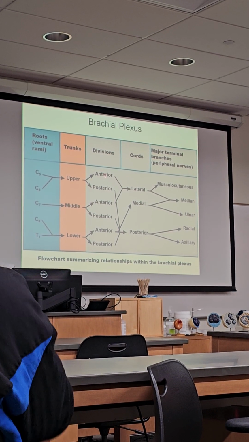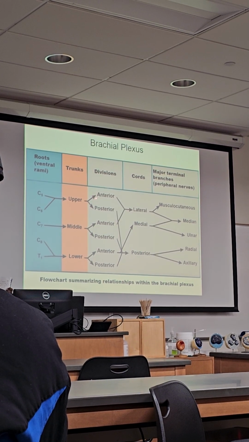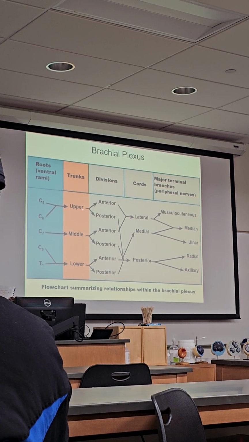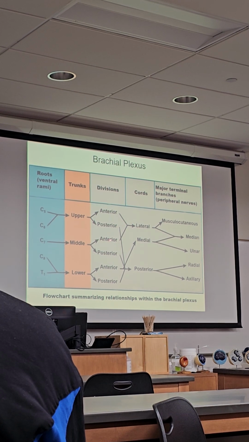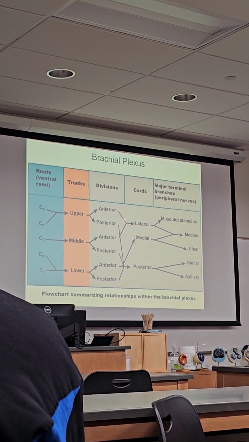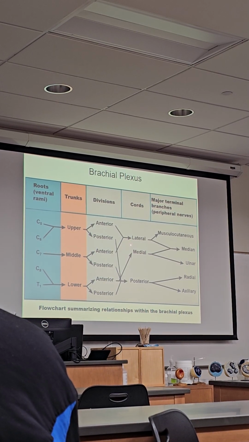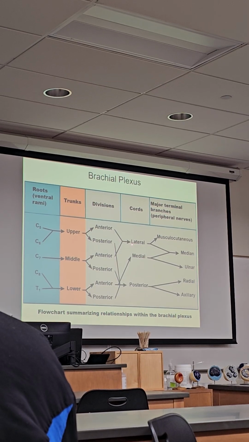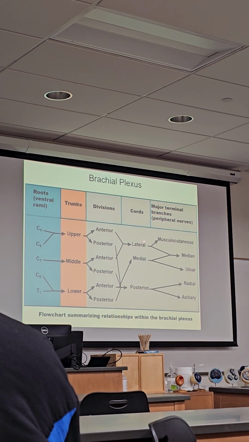Now, let's do our cords. The anterior division of the upper and middle trunks merge together. You see how their two purples come together on your picture? That is the lateral cord. I will write lateral over that top pink line.